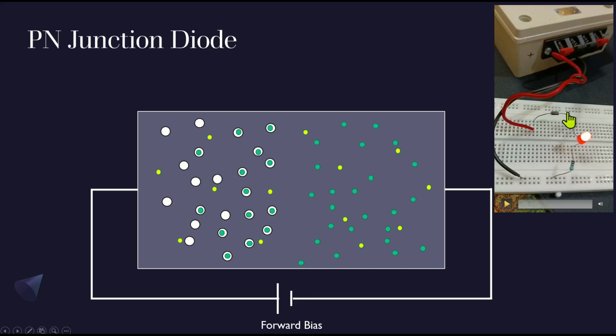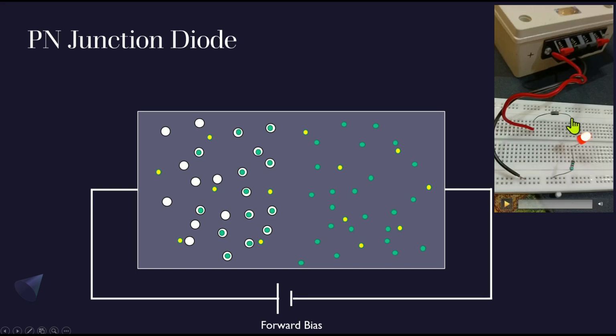So now here, as you can see, this is a PN junction diode, and this PN junction diode name is 1N4007. In this PN junction diode, it is connected in forward bias. As we can see here, the red wire represents the positive terminal, the black wire represents the negative terminal. So the red wire is connected to the P side and the black wire is connected to the N side.